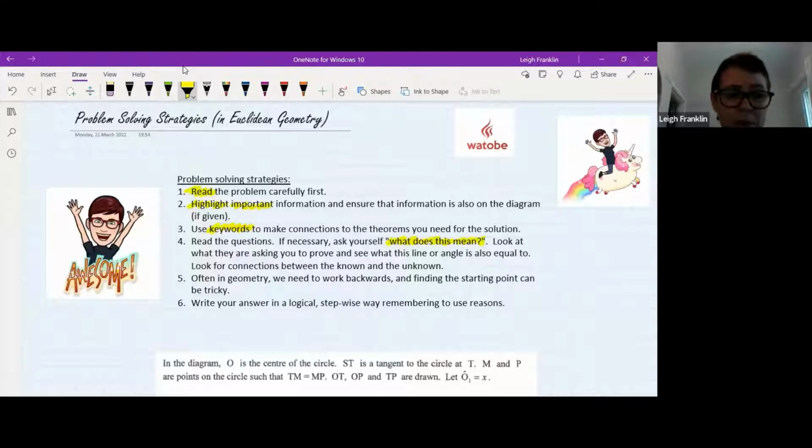And then again, remember, you've got to write your answer in a logical, stepwise way, and you've got to provide reasons. Like I had said the last time, when you write down a statement, a mathematical statement, normally in the form of an equation, the very next thing that you do is you go and you write your reason next to it, and then you do your solution below.